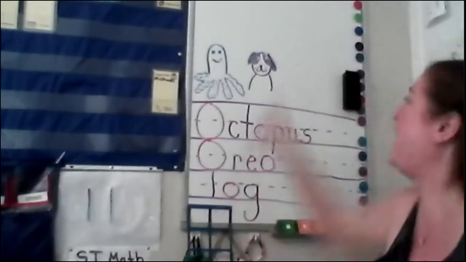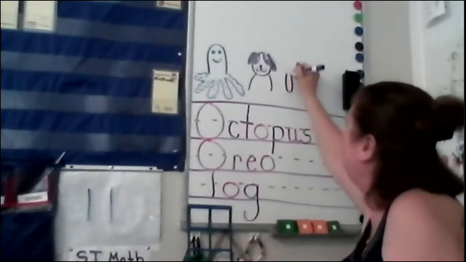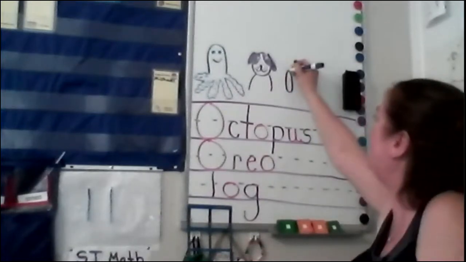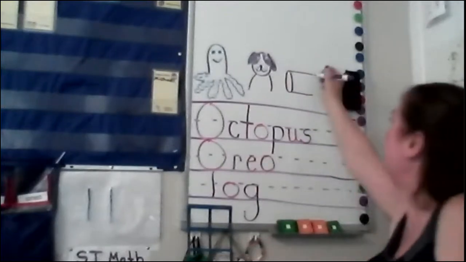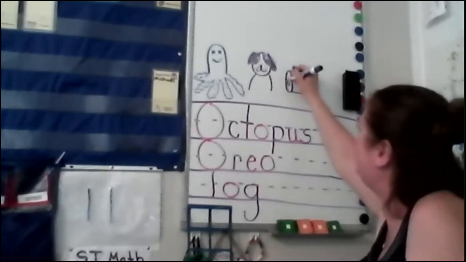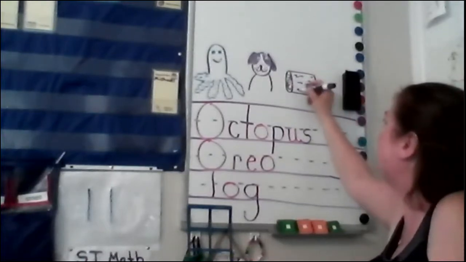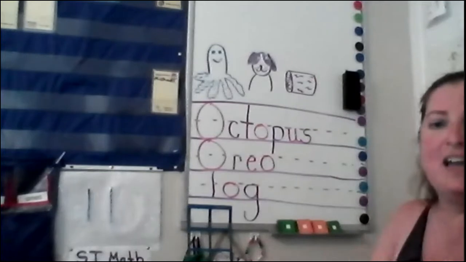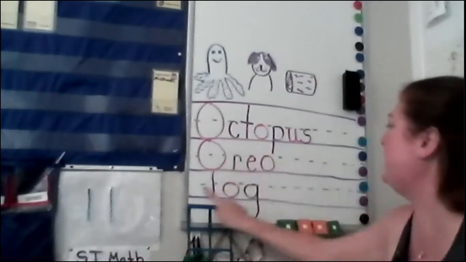Good job. So now we're going to draw a log, okay? So I'm going to start with an oval. And then I'm going to draw a line out and a line out. And then I'm going to close it. And then in the middle, I'm going to make it look like wood. So I'm going to put little circles all the way around. And then I'll put my wiggles in it. So it looks like a log, okay? So now we have octopus, we have Oreo, and we have log.